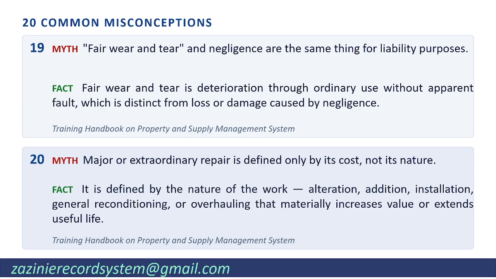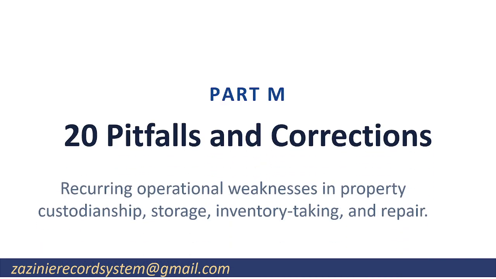Part M. 20 pitfalls and corrections. Recurring operational weaknesses in property custodianship, storage, inventory taking, and repair. This part shifts from beliefs to behavior. 20 recurring operational mistakes actually seen in custodianship, storage, and repair, and the specific correction for each one.